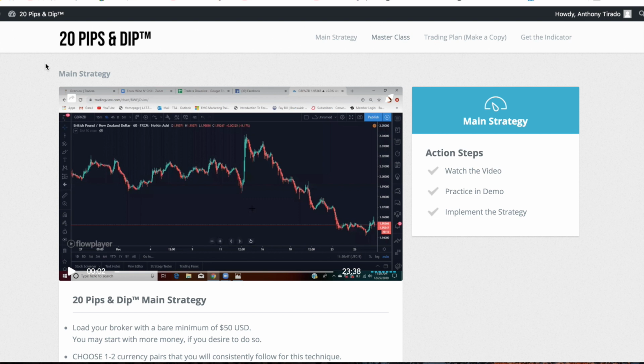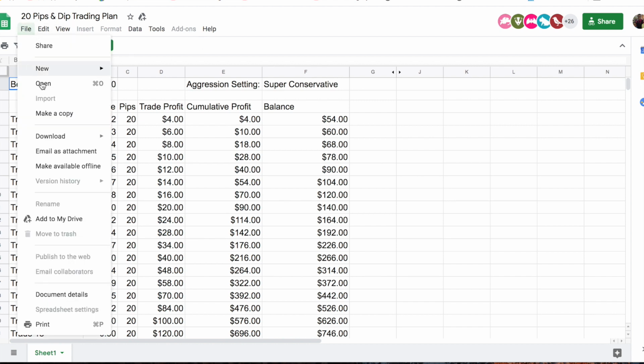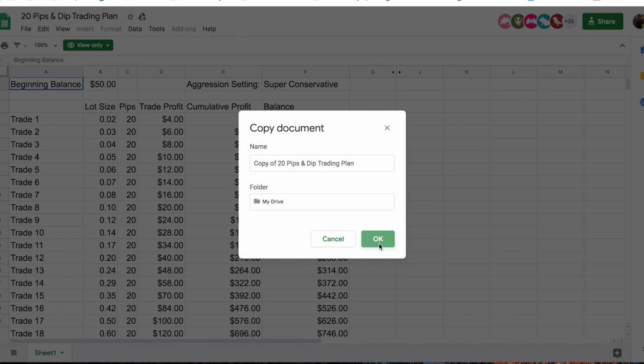So moving along with the 20 pip and dip website, once you've watched the two strategies, once you've taken your notes and understand how to implement this, you're going to want to create your own trading plan. Once you select trading plan, make sure to make a copy, right? You select trading plan, it'll take you to a page like this, and this right here is where you're going to put together your 20 pip and dip trading plan that Coach Max discusses. Now one thing you're going to do is select File, make a copy, okay.